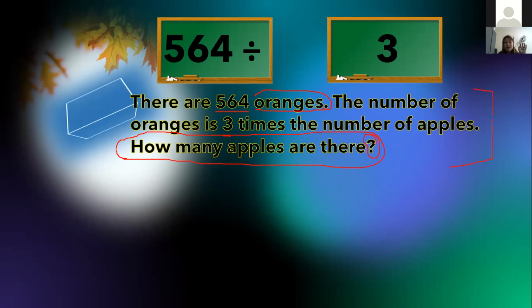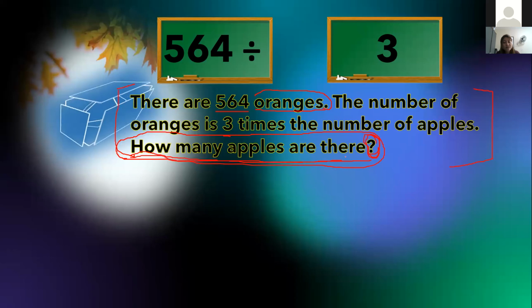So you should always look at the symbol. If you look at the symbol, this will be the question of the sentence. So in making or creating a word problem, look at here, the question sentence is always in the last. Okay, so that is easy for you. So the question is always in the last sentence.